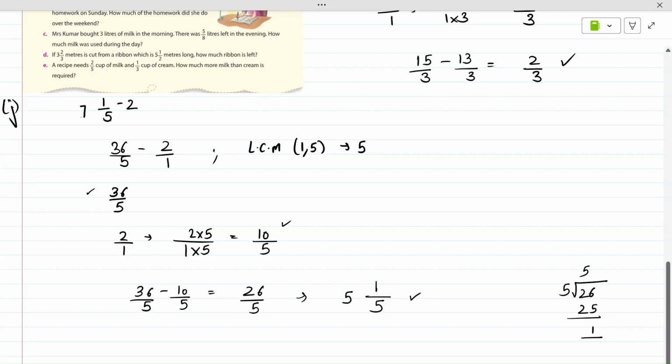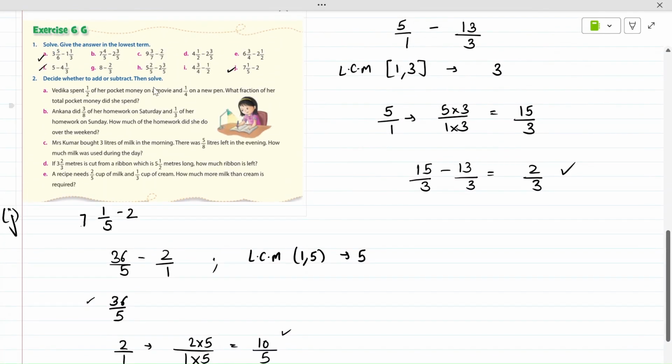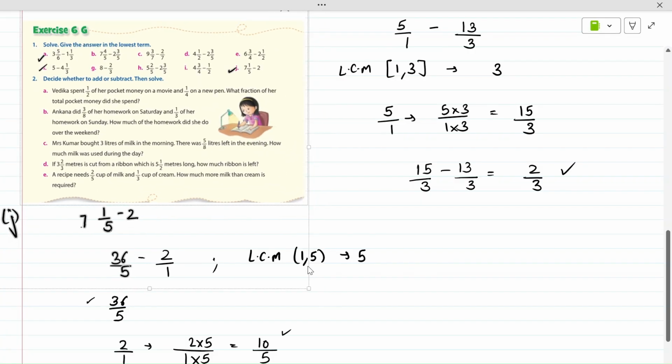Okay, so I hope you have understood this, kids. Now decide whether to add or subtract and then solve. So we are given a question where we have to see whether we have to add or subtract. Vedika spent half of her pocket money on a movie and 1 by 4 on a new pen. What fraction of the total pocket money did she spend?